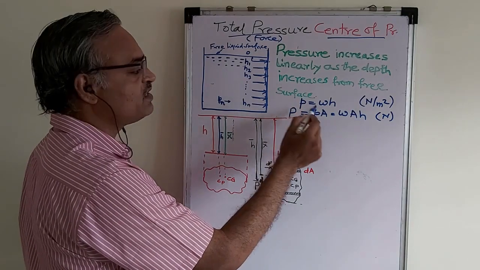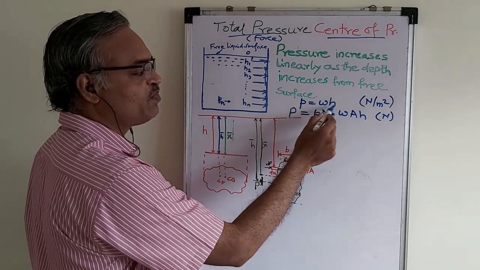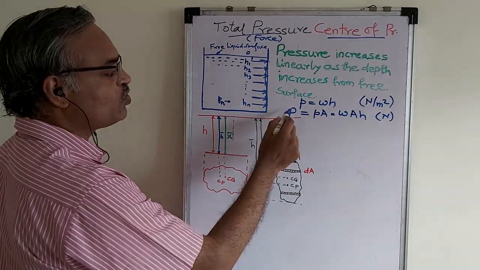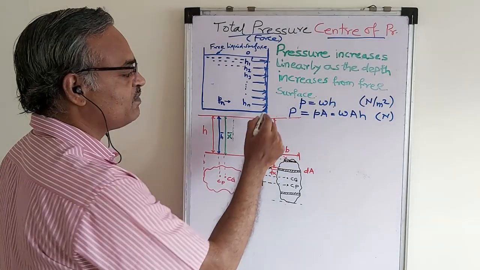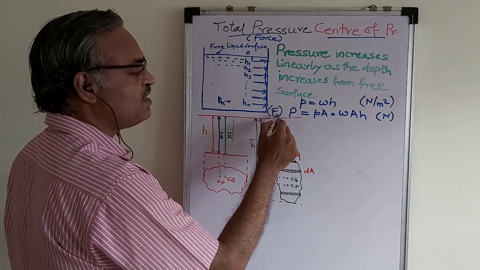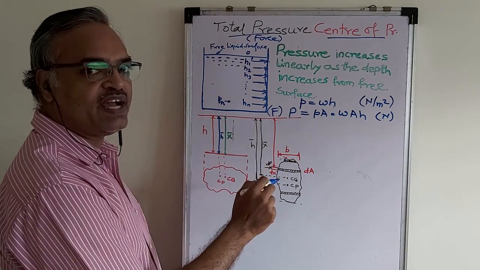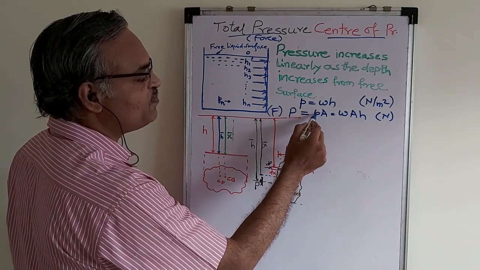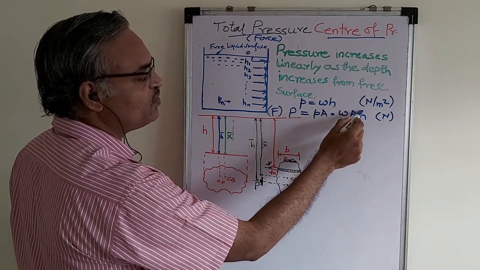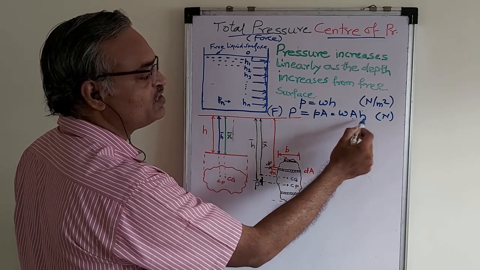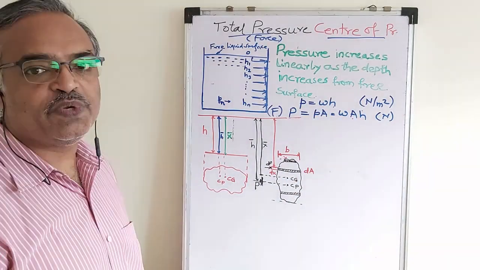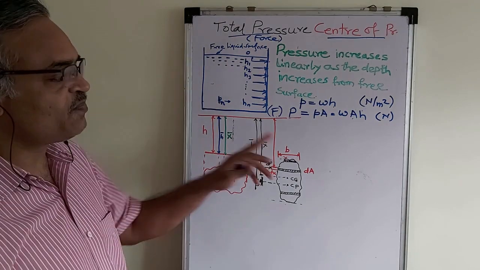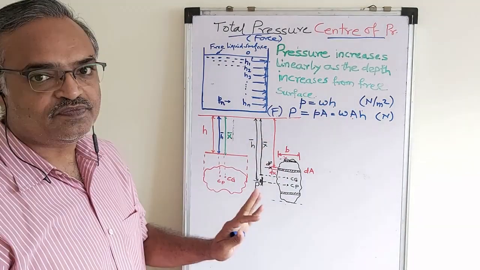And we also know this formula: simple pressure is equal to W into H. So pressure is proportional to height. And total pressure, which is a force, mind, is equal to pressure into area. So just replace the P by WH, so W into H into area. So the general formula for total pressure on the surface becomes WAH.